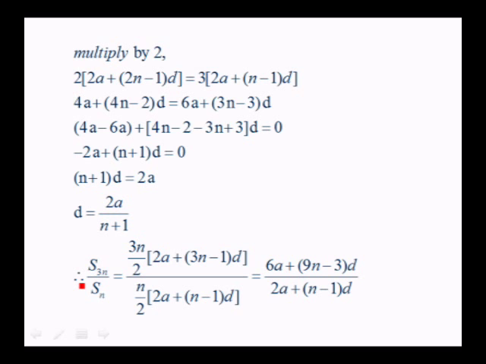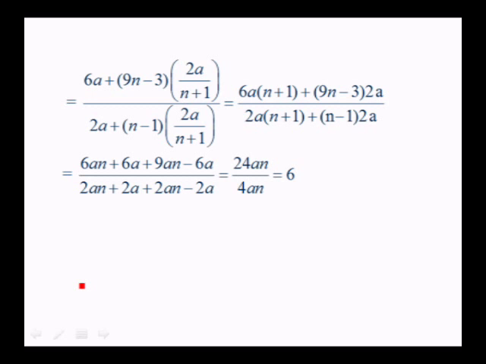Now I want the ratio S3n by Sn. So S3n by Sn is equal to, you know these two values. S3n you have already calculated there. Sn is also you know. So write those two values. You get 6a plus 9n minus 3 into d divided by 2a plus n minus 1 into d. But you have obtained the value of d. Substitute that value of d there. Then if you substitute the value of d and simplify, you get 24an by 4an, that's equal to 6. The option is 6.